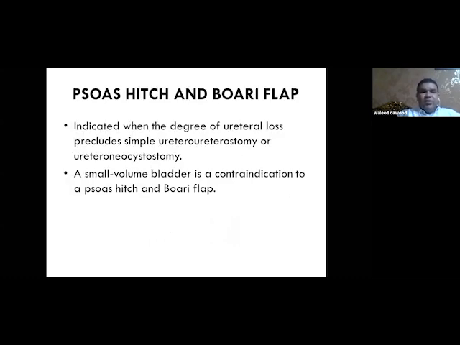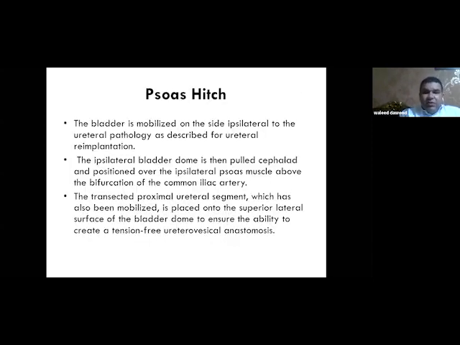As for the Psoas Hitch and the Boari flap, they are indicated when the degree of ureteral loss precludes simple ureteroplasty or ureteroneocystostomy. A small volume bladder is a contraindication to this technique. In the Psoas Hitch, the bladder is mobilized on the side of the ipsilateral ureteral pathology. The ipsilateral bladder dome is pulled into position over the ipsilateral psoas muscle above the bifurcation of the common iliac artery. The transected proximal ureter segment, which has also been mobilized, is placed onto the superior lateral surface of the bladder dome to ensure the ability to create a tension-free anastomosis.